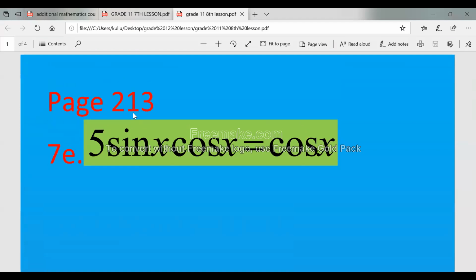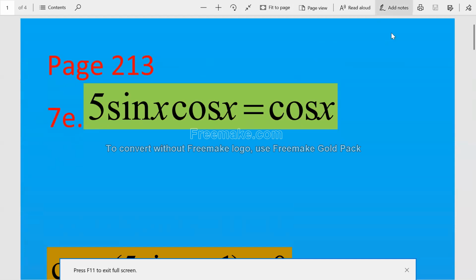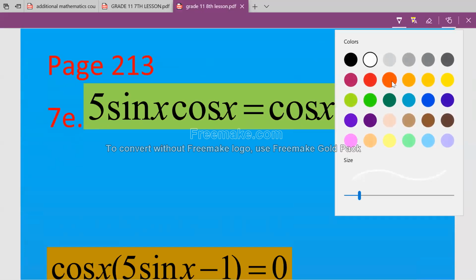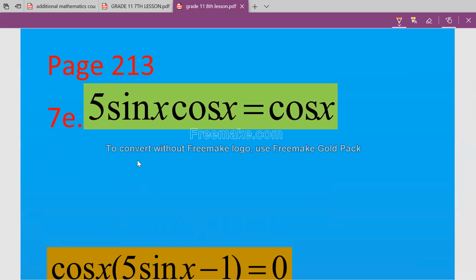How do we solve that question? From page 213, question 7e. Let's do it first. In this question, 5 sine x times cosine x equals cosine x. What do we do? First of all, let's take that cosine x to left-hand side of an equation.